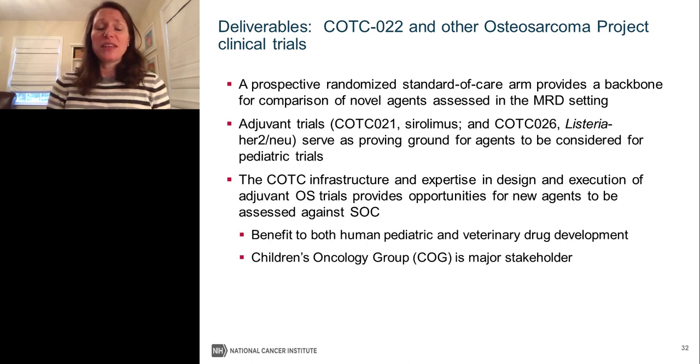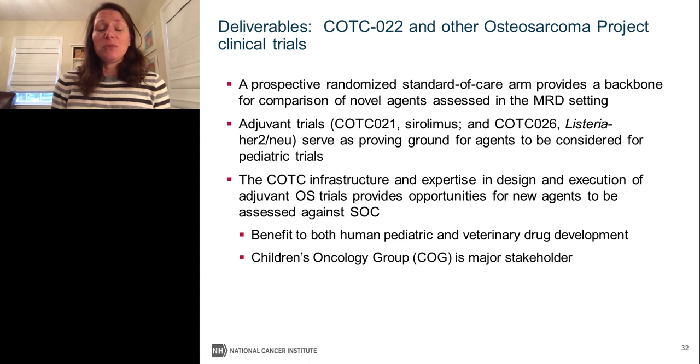But I think the key point here is that this standard of care arm and all of the other Osteosarcoma Project initiatives and clinical trials really help provide a strong, scientifically sound backbone for which comparison of novel agents can be assessed, particularly in the minimal residual disease setting, where we know it's so critical to address metastasis before it becomes clinically evident, because once metastatic disease sets in and is bulky, the treatment options that are effective become extremely limited, if not non-existent. And these adjuvant trials that we're currently working on, the 021 and 026 trials, really serve as nice proving grounds for these agents to be considered for pediatric assessment.